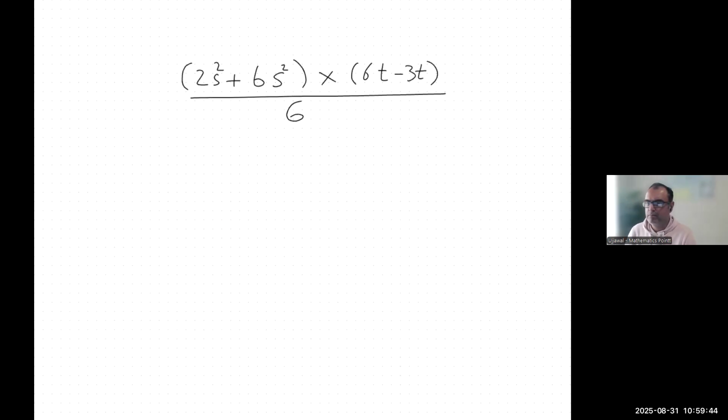2s squared, till the time I don't say attempt or start, don't start. Let me finish the question, and I'll try to write it more cleanly. Times 6t take away 3t over 6. Go for it now.